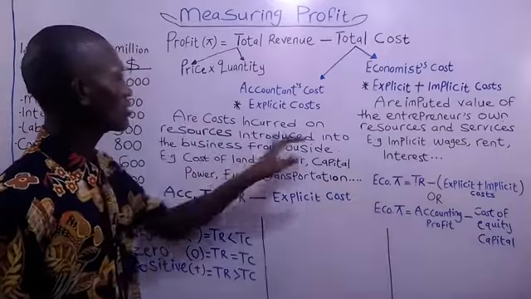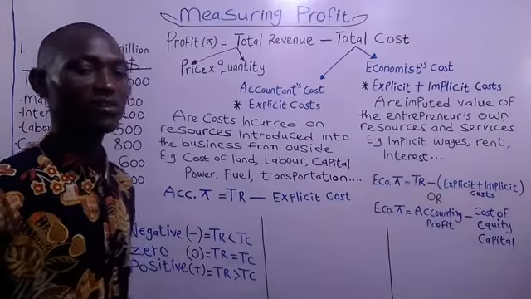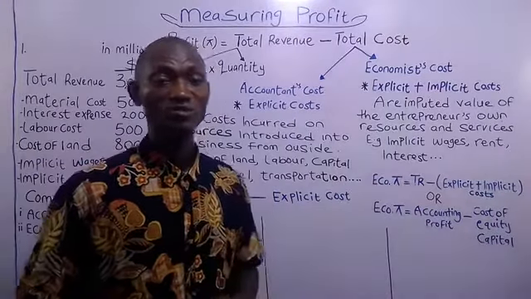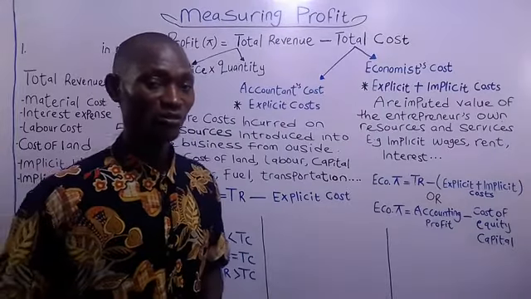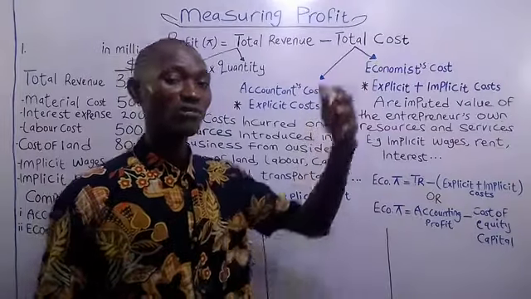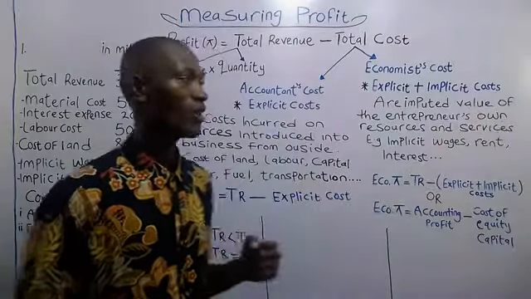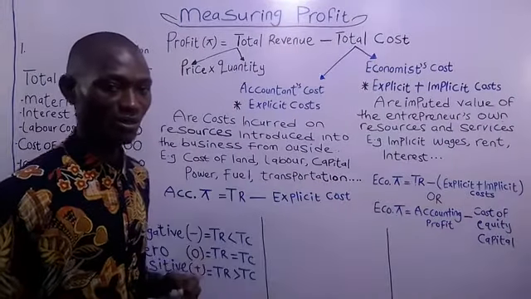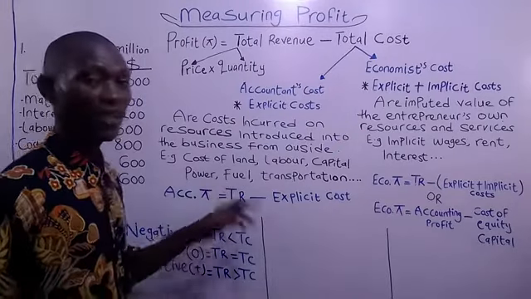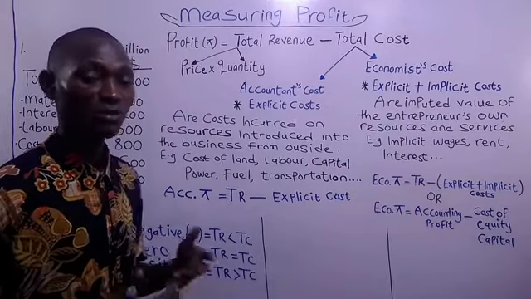Explicit costs are costs incurred on resources introduced into the business from outside. A firm that needs to produce needs the ingredients of production, or factors of production. All these resources and services are to be gotten from outside. So the costs incurred on all these resources are called explicit costs. A good example is the cost of land, which is the rent you have to pay to use the apartment for production.